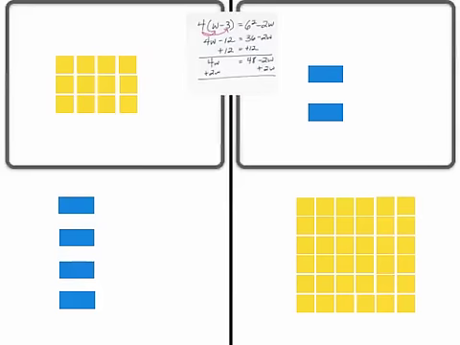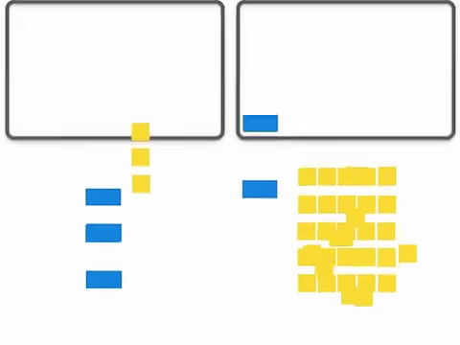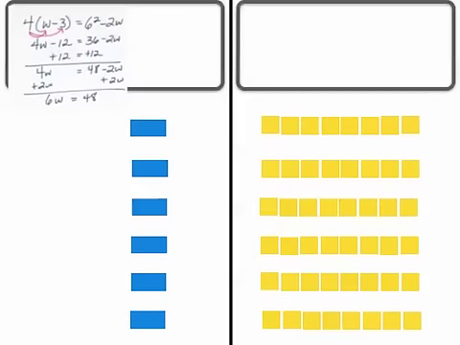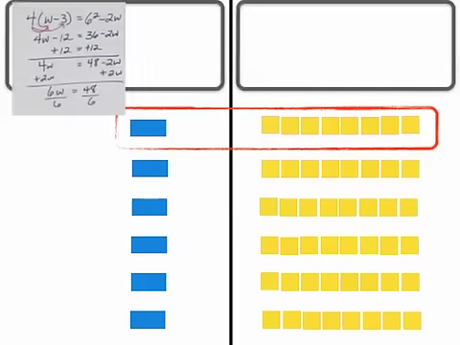That's what it looks like numerically. We get down to 6w equals 48. Here it is with the algebra lab gear. Isolate my variable. Get rid of the stuff I don't need.